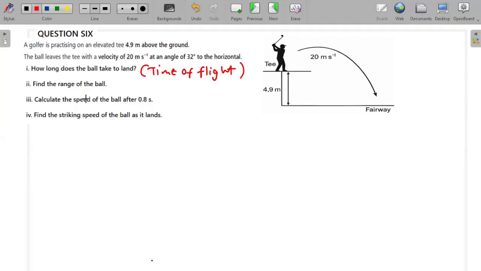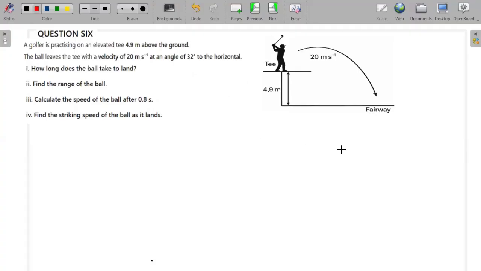Calculate the speed of the ball after 0.8 seconds. So we find the final speed in terms of the x direction and in terms of the y direction, and then we combine those components to find the speed. And then the last one was to find the striking speed of the ball as it lands. So we're also going to find that. All right, so let's start with the first one here. How long does the ball take to land?